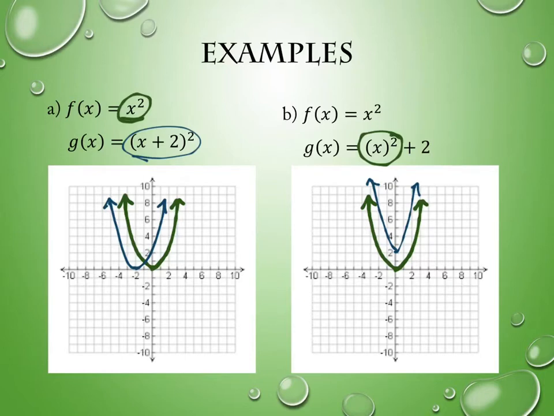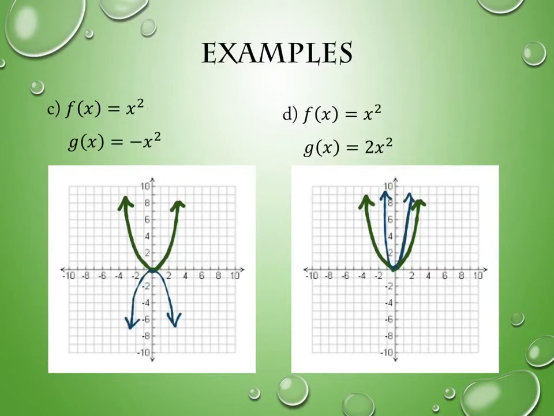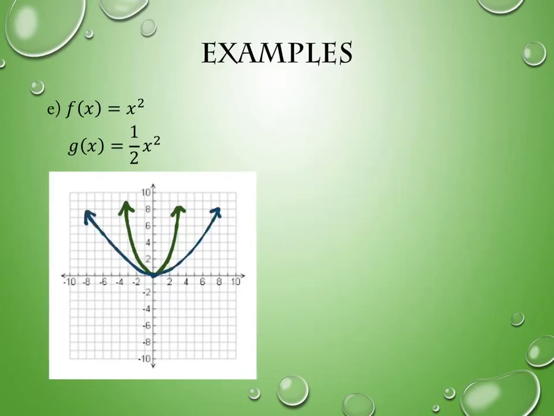On the second one, you noticed it moved up 2. On this one, you noticed it flipped over the x-axis. On C, you noticed that it made it sort of skinnier, or it stretched it vertically. And on E, you noticed it sort of compressed it, or it flattened it, or you could say it stretched it horizontally. We're going to focus on compression vertically.